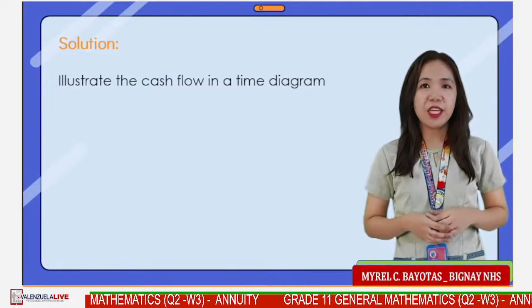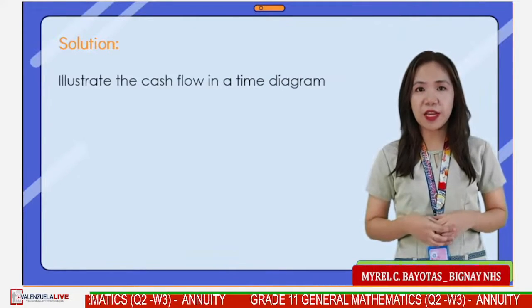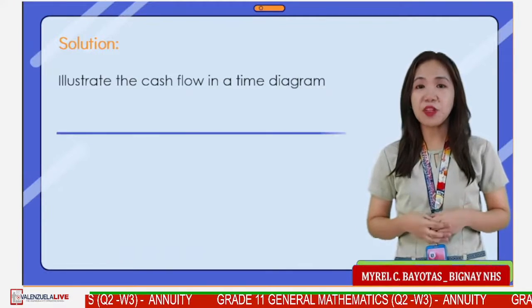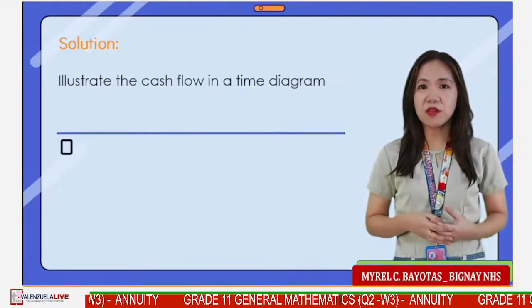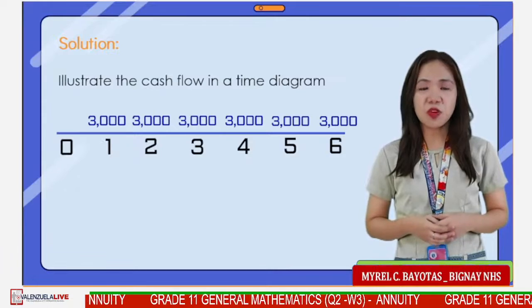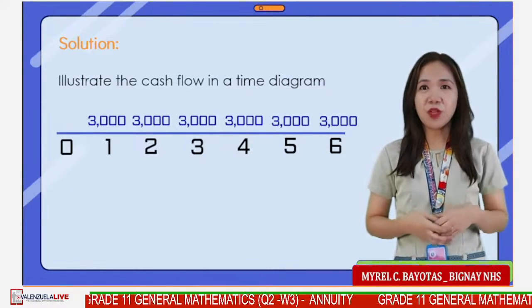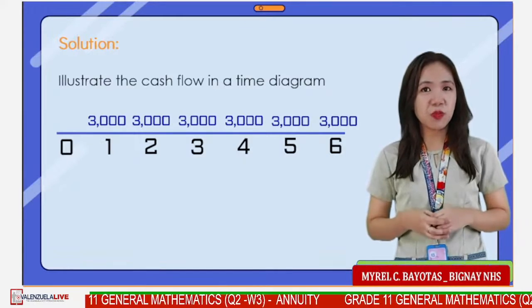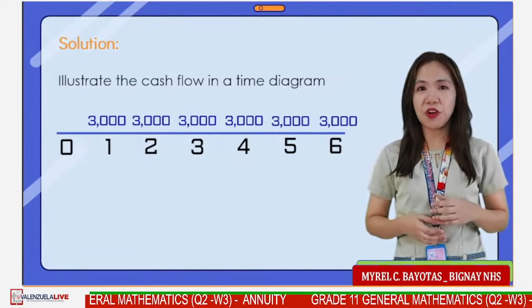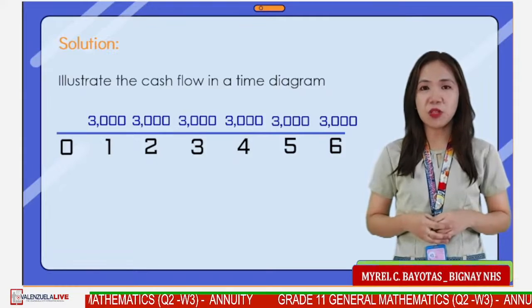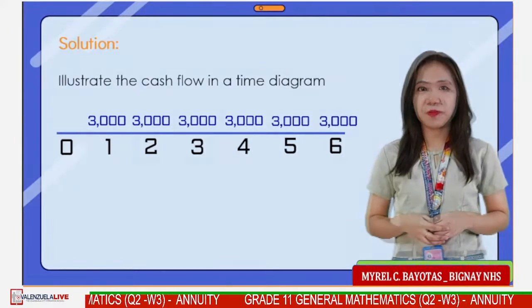Step 1. Illustrate the cash flow in a time diagram. It is similar to a number line. We start with 0 and end with 6 since term or T is equal to 6. At the top, we write 3,000 pesos for each month since Mrs. Remoto's periodic payment or R is equal to 3,000 pesos.